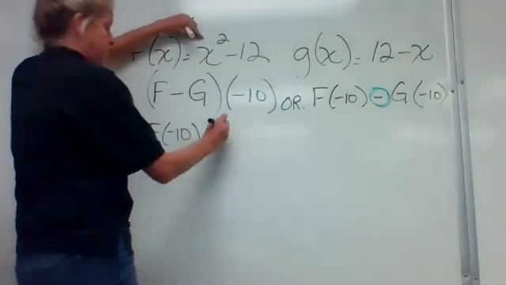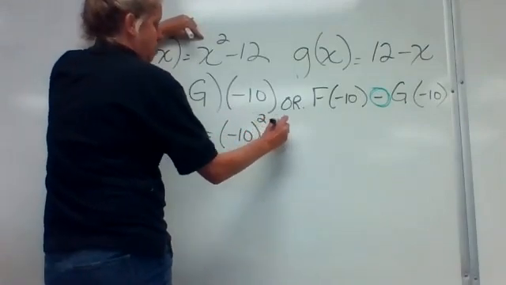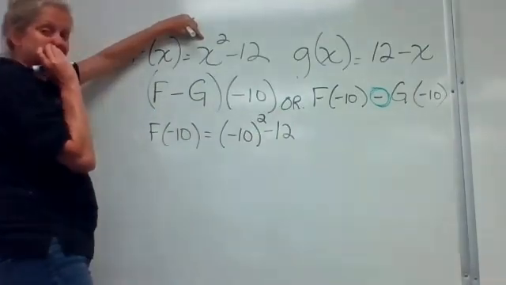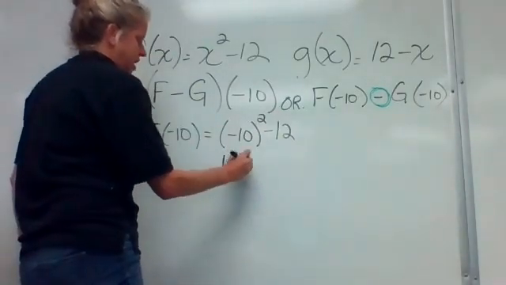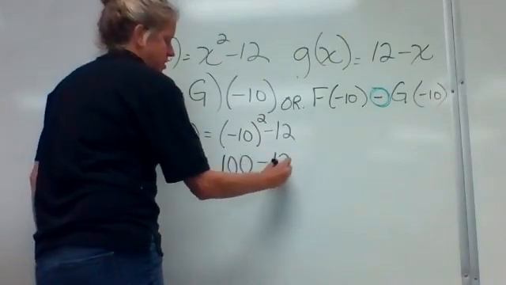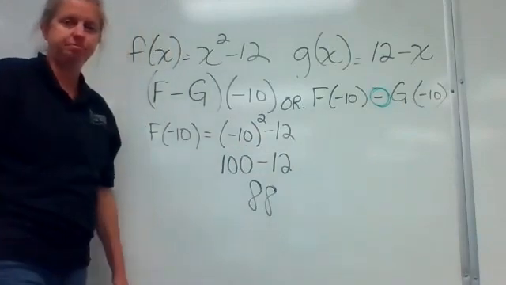Here's my f function. I'm going to replace its x with negative 10. So I'll have negative 10 squared minus 12. Negative 10 squared gives me positive 100. Minus 12 gives me 88.